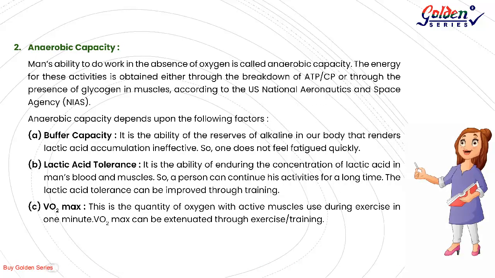2. Anaerobic capacity. Man's ability to do work in the absence of oxygen is called anaerobic capacity. The energy for these activities is obtained either through the breakdown of ATP-CP or through the presence of glycogen in muscles, according to the U.S. National Aeronautics and Space Agency, NIAS. Anaerobic capacity depends upon the following factors.